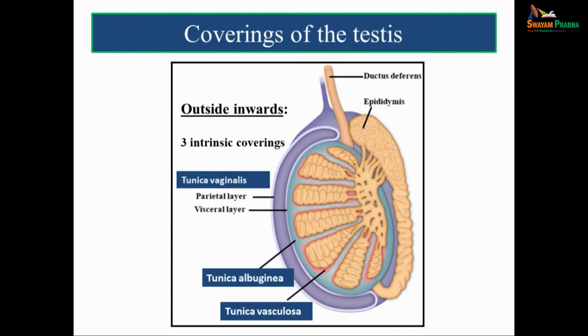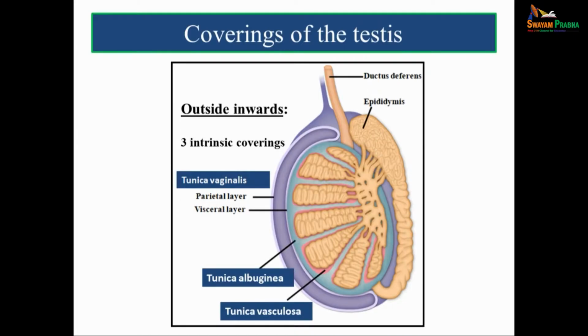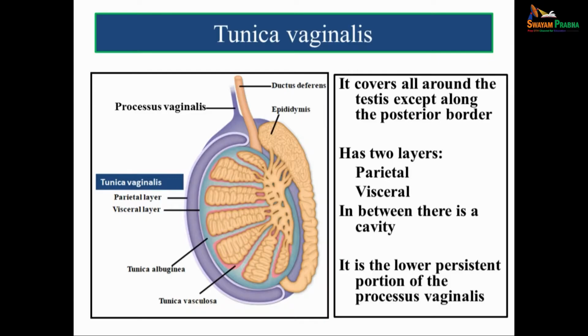Now we move on to the next part of the lecture, the coverings of the testis. You can see this picture here, there are three intrinsic coverings. From outside inwards, they are tunica vaginalis, tunica albuginea and tunica vasculosa. So these are the three coverings. The tunica vaginalis is the outermost covering. It covers all around the testis except along the posterior border.